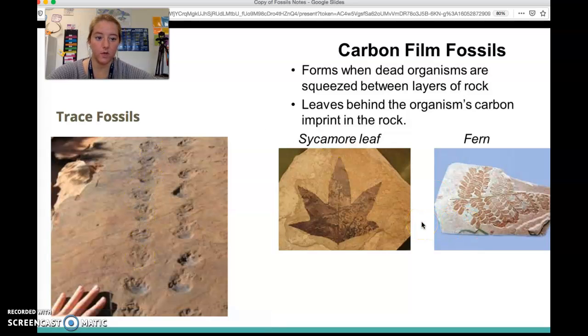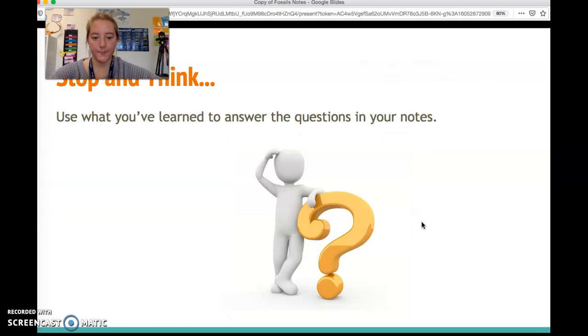So remember, it's when dead organisms are first squeezed between a rock. This leaves the carbon imprint of the organism into the rock. Oftentimes, these are found with plant matter because they are so small and so able to squish, but not always. They can happen with animal matter as well.